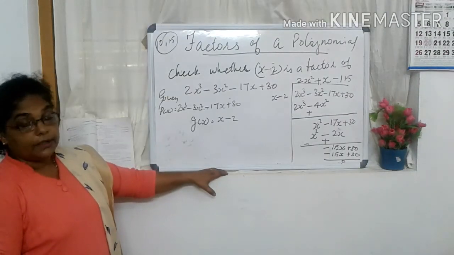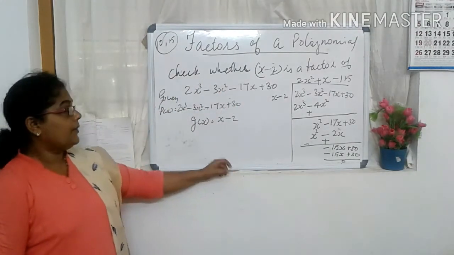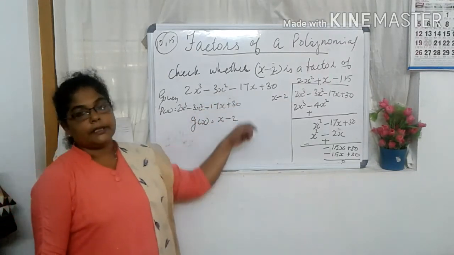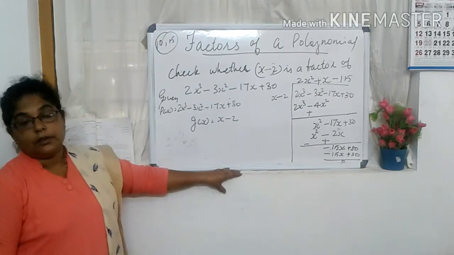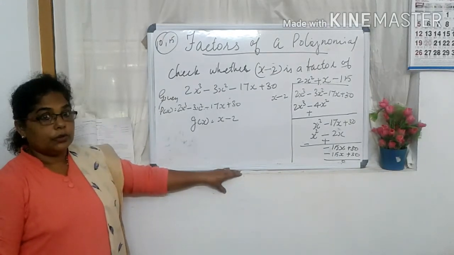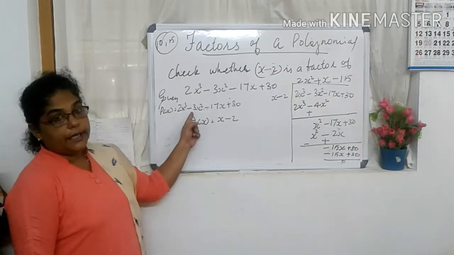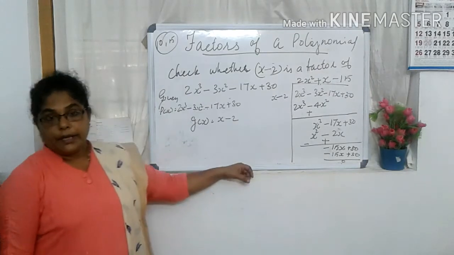Okay friends, now we can discuss one question. Check whether x minus 2 is a factor of 2x cube minus 3x square minus 17x plus 30. If it is a factor, what should we get as remainder? We should get the remainder 0. It is given p of x is equal to 2x cube minus 3x square minus 17x plus 30 and g of x is equal to x minus 2.